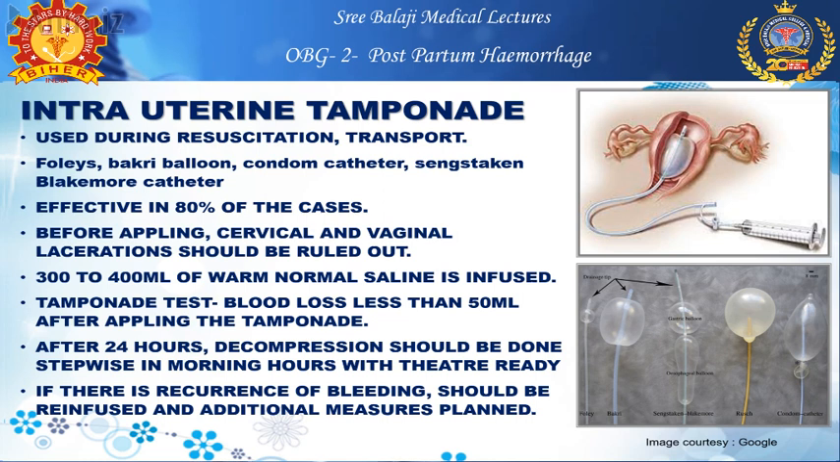300 to 400 ml of warm normal saline is infused after placing the tamponade inside the uterus. Tamponade test: blood loss less than 50 ml after applying the tamponade shows that it is effective. After 24 hours, decompression should be attempted stepwise in morning hours with the theatre ready. If there is recurrence of bleeding, it should be re-infused and additional measures planned.